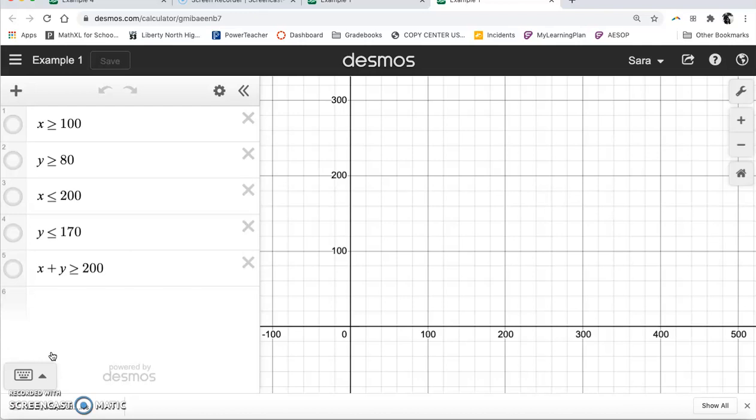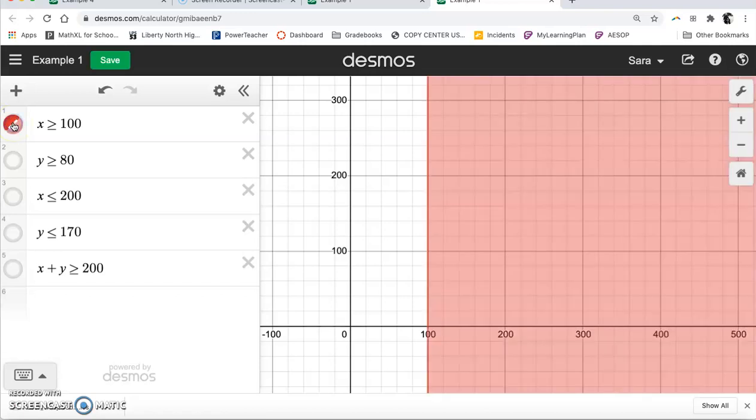Then what I'm going to do right now is turn on the shading for each one of them one at a time so that we can track our feasible region, the region that satisfies all of these inequalities. So right now I'm looking at the pink region.